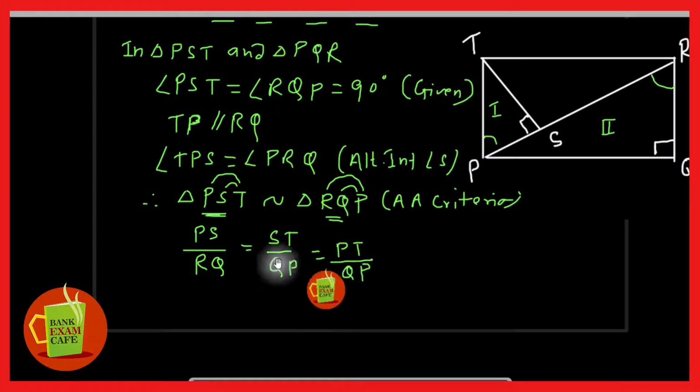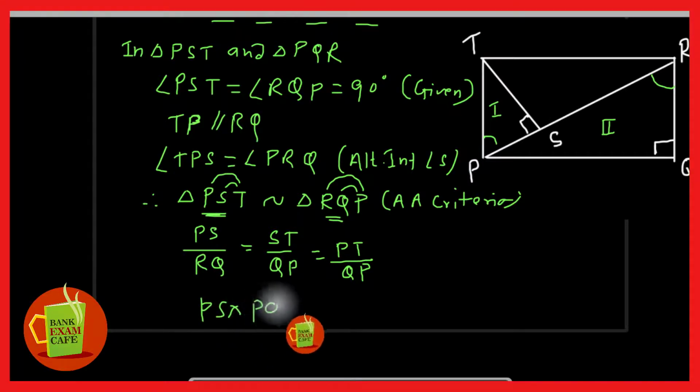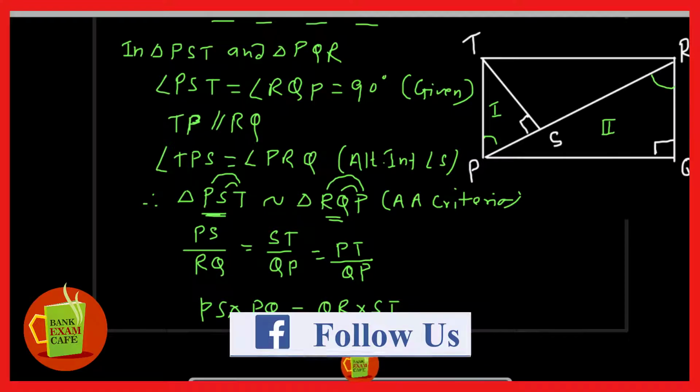So all these three ratios will be equal, but we are interested in the first two because we have to prove that PS into PQ is equal to ST into QR. So we will take these two into consideration. We don't need the third ratio. So cross multiplying the first and the second, you will get PS multiplied by PQ, QP is nothing but PQ, which is equal to RQ, or you can say QR, multiplied by ST. And this only we had to prove, and hence it is proved.